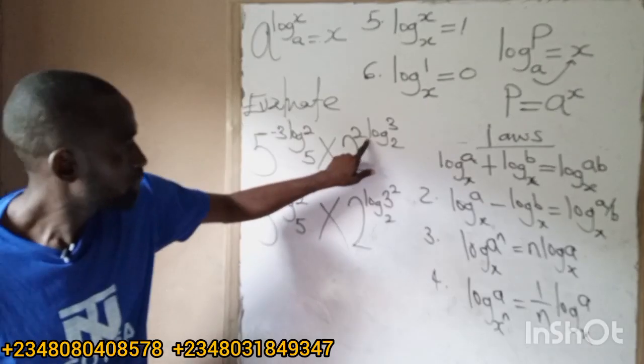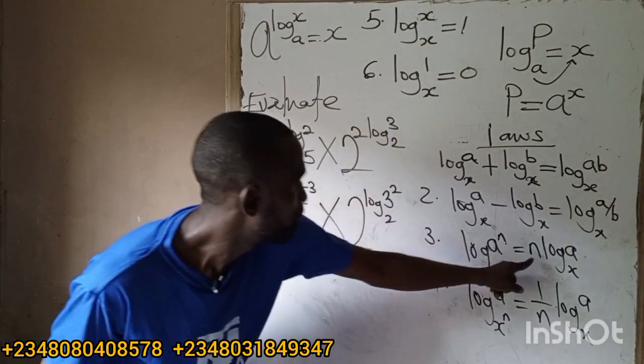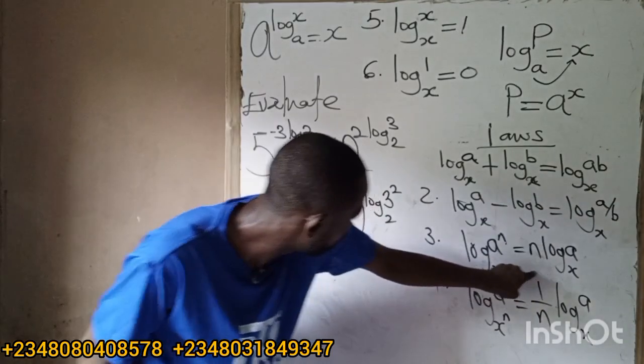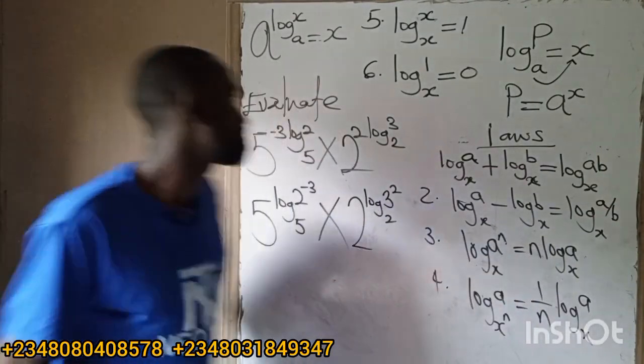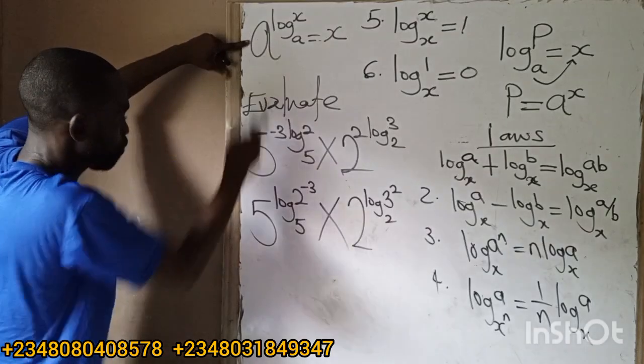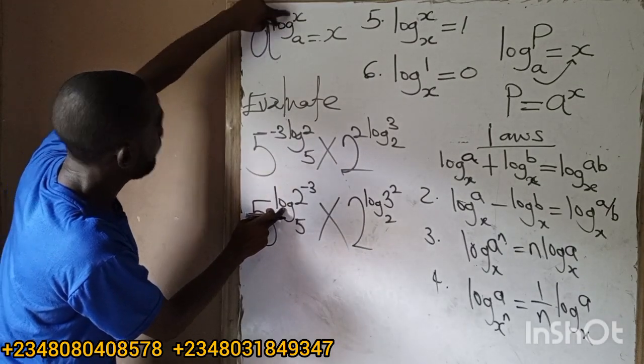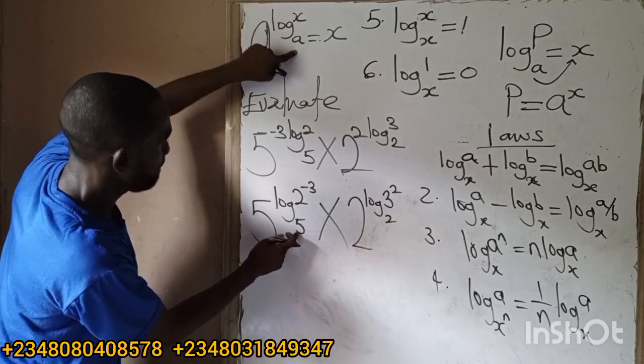This one here, I apply this law here. Bring this one up. From here, it can come up. This one can go to this place. So this one now follows this law, a raised to log x base a, and everything will cancel.